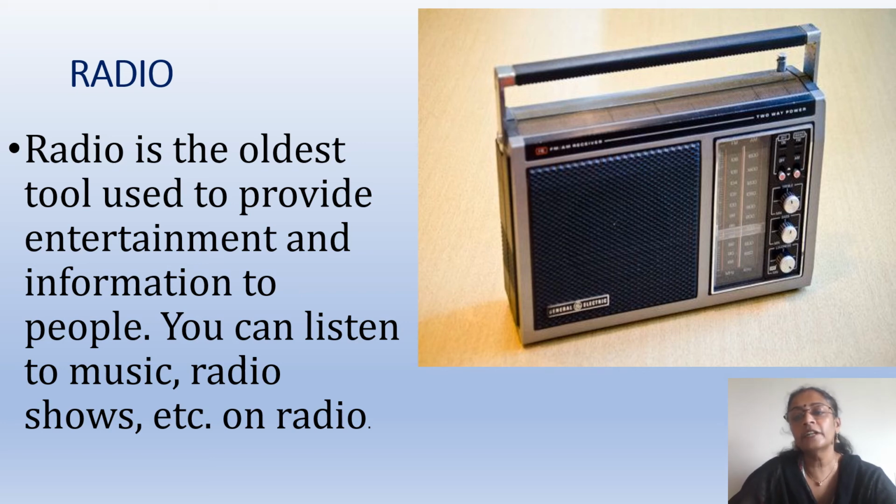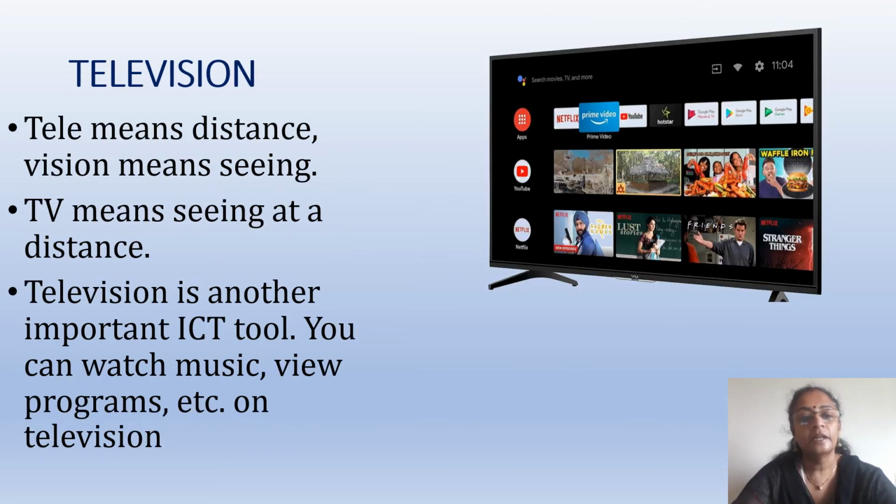The next important ICT tool is the television. The television is for distance viewing, but today there are a lot of smart televisions which have the internet integrated into them, so they work almost like a computer. You can watch TV programs, you can listen to music, or you can even browse the internet using a smart television. So this is also a way of communication.